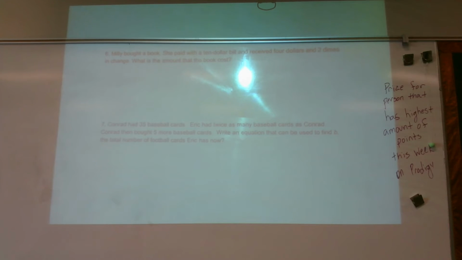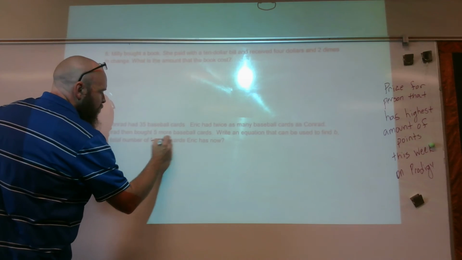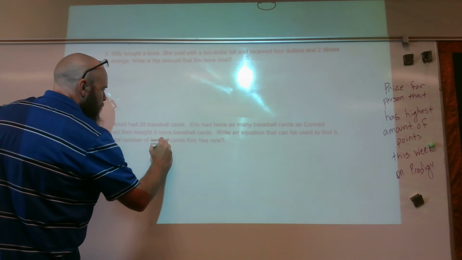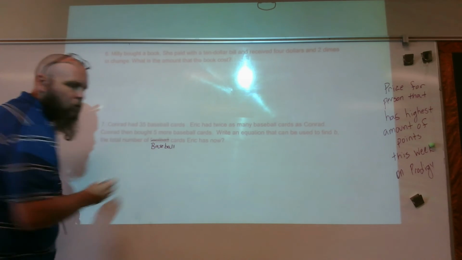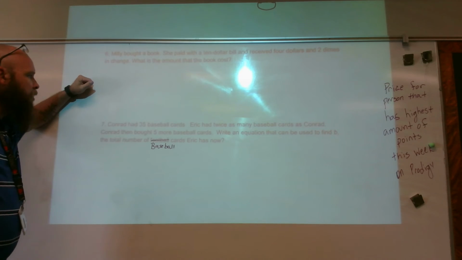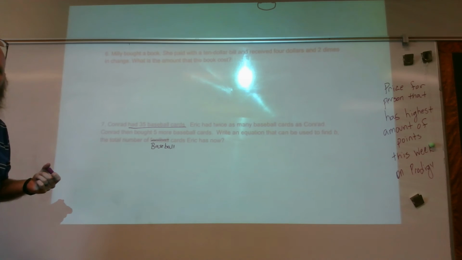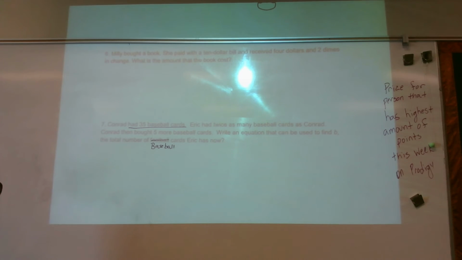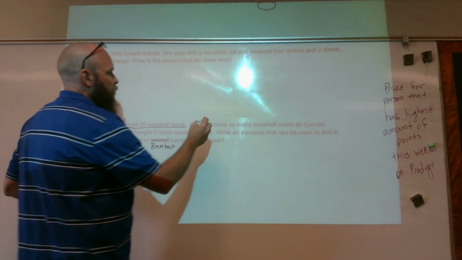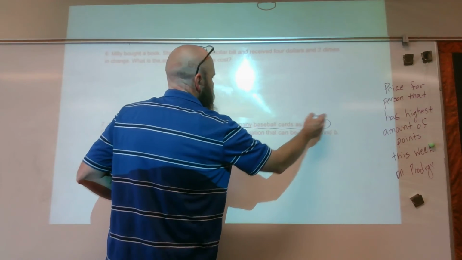Conrad had 35 baseball cards. So we know what he has. Oh, and I also told you before you started, change this football to baseball. Whoever typed it just got a little careless. No problem. So Conrad had 35 baseball cards. That's what he started off with. Eric had twice as many baseball cards as Conrad.